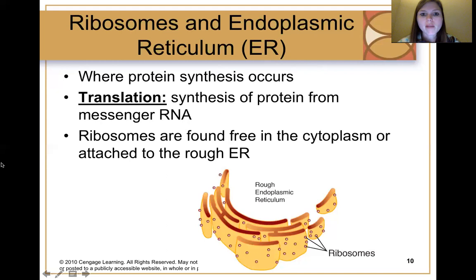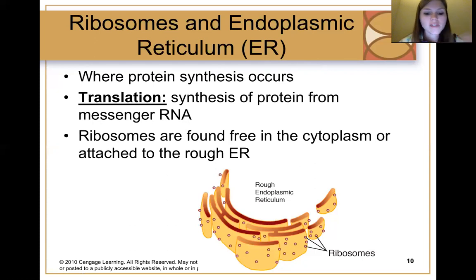So then we have the ribosomes and the endoplasmic reticulum, or the ER. I'm going to call it the ER for probably the rest of this lecture and most of the class. So if I'm saying ER, that's what I mean, not emergency room. The endoplasmic reticulum is actually where protein synthesis occurs.